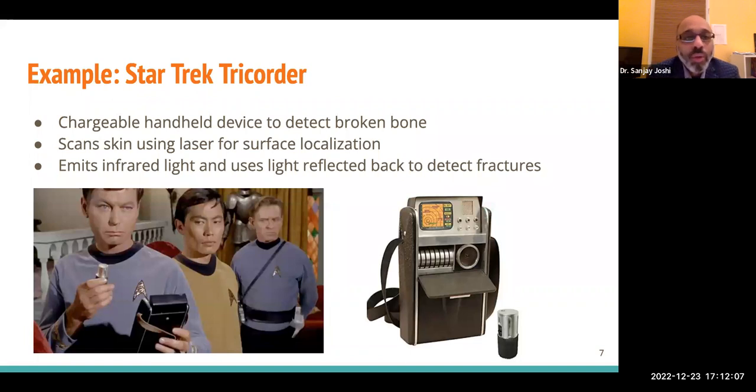So as an example, we are going to take another theme from Star Trek, the tricorder. We covered this in our risk analysis as well. And just a reminder, this was a chargeable handheld device, and we are going to use this device to detect broken bones. We're not going to fix anything, it's just going to detect them. And just for the sake of bringing in hazards from laser, we said this is going to scan the skin using laser for localizing exactly how far the surface is from the device. And then it's going to emit infrared light and use the light reflected back to detect fracture. This is completely hypothetical, but if you make it a real device, please remember me.